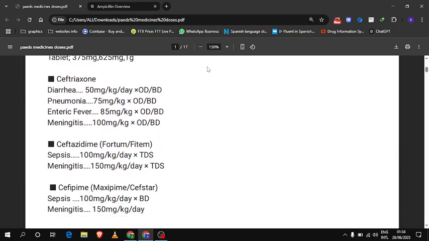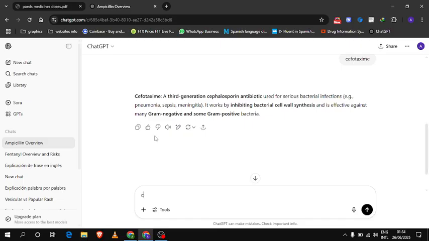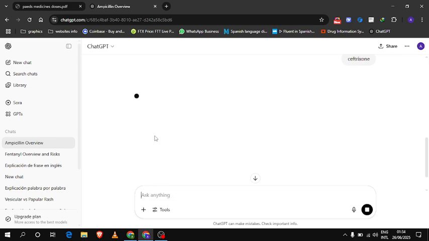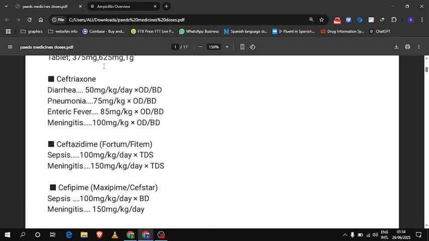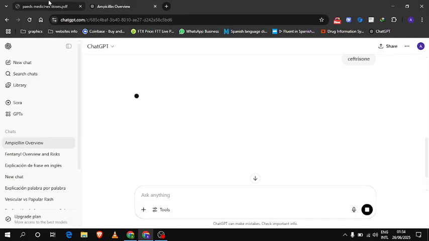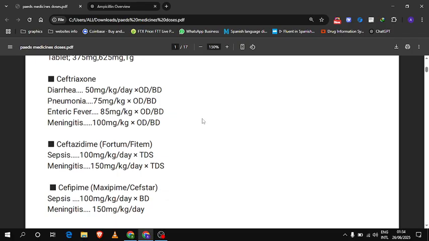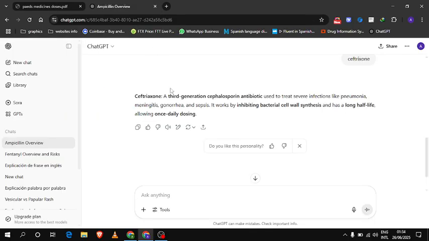Next antibiotic is ceftriaxone, a very commonly used antibiotic. The dose for ceftriaxone for diarrhea, we will give 50 mg per kg per day, OD or BD. For pneumonia, 75 mg per kg. For enteric fever or typhoid, 85 mg per kg. And for meningitis, 100 mg per kg. So these are the doses of ceftriaxone.